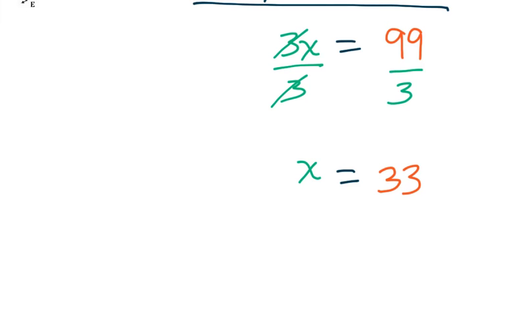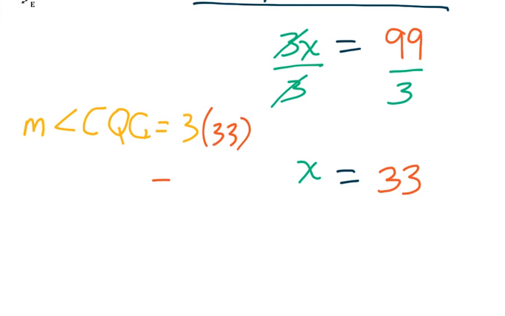So now that I know that x is equal to 33, I can go back to my original diagram, like the geometric piece, and I know that the measure of angle CQG was represented with the expression 3x. Well, now that I know what x is equal to, I can substitute that for x, at 33, and 3 times 33 is 99. So this allows me to say that the measure of angle CQG is 99 degrees.